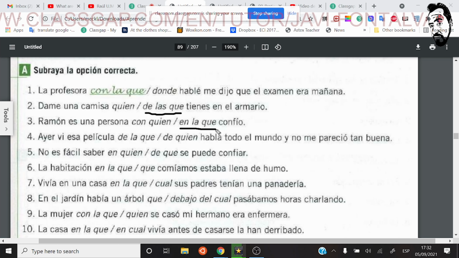5. No es fácil saber... puede confiar. So I don't know. Okay, you have to look at the verb. The key is to look at the verb and to know what preposition that verb takes. So confiar is the verb. Confiar is trust. So it will be de que se puede or en quien. If you remember, confiar takes the preposition en.